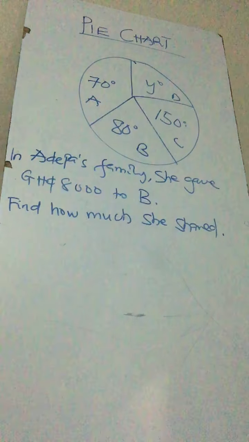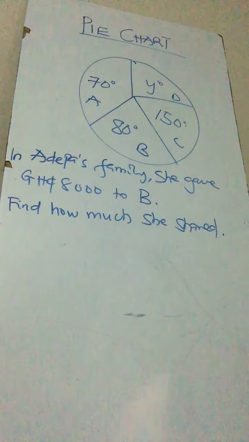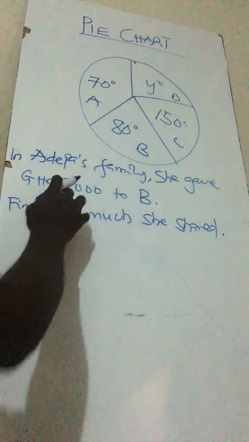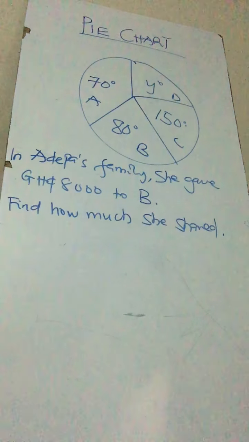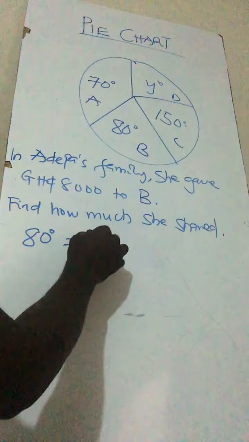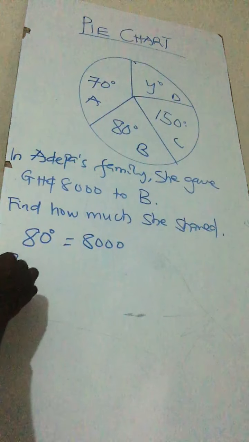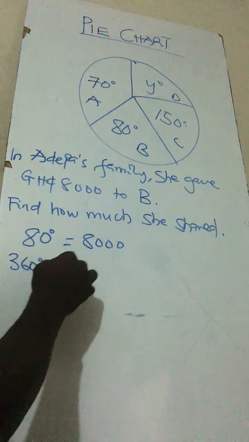So it is simple. If you want to find the total amount involved, it is simple. Now this 8,000 to B, you come and trace B. B is 80 degrees. So you say, okay, if 80 degrees equal to 8,000, then what will 360 degrees be? Because you want to find the total amount involved. But the question has given us a part of it, that 80 degrees, that B had 8,000. So what would the total money be? So we just do our cross multiplication.